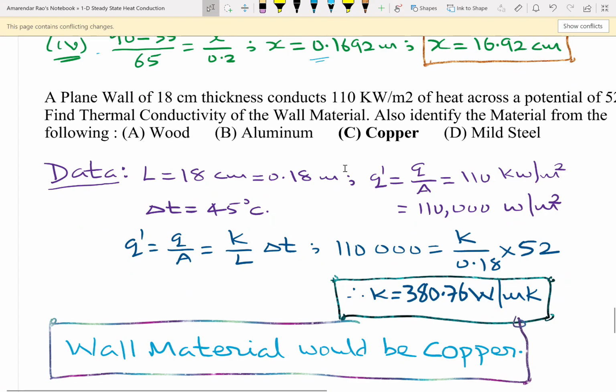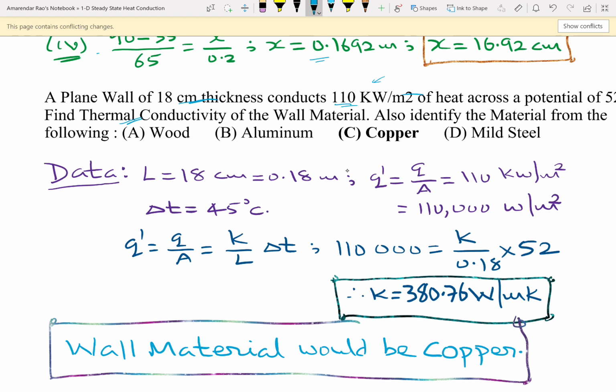And now some problems involving only one step. A plane wall of 18 centimeters thickness conducts 110 kilowatt per meter square of heat across a potential of 52 degrees centigrade. Find the thermal conductivity of the material. Also identify the material from the following. Based on the value of K, you have to identify whether it is wood, aluminium, copper, or mild steel. So if you jot down the data, thickness is 0.18 meters, and based on the units kilowatts per meter square, it has got to be heat flux. Whenever the units are kilowatts, it's heat transfer rate. Kilowatt per meter square, it is going to be heat flux.